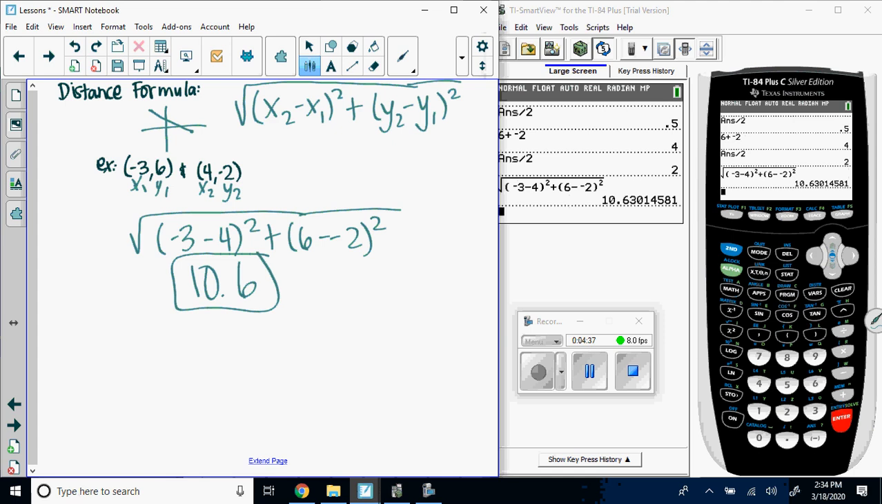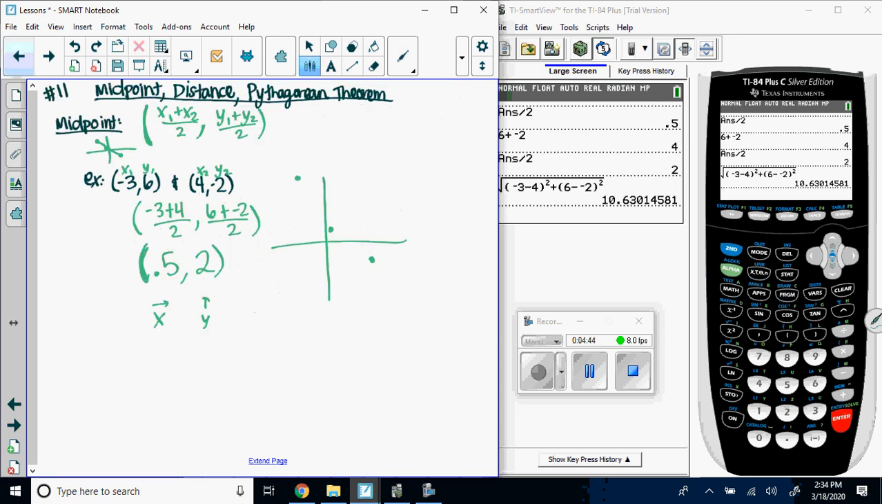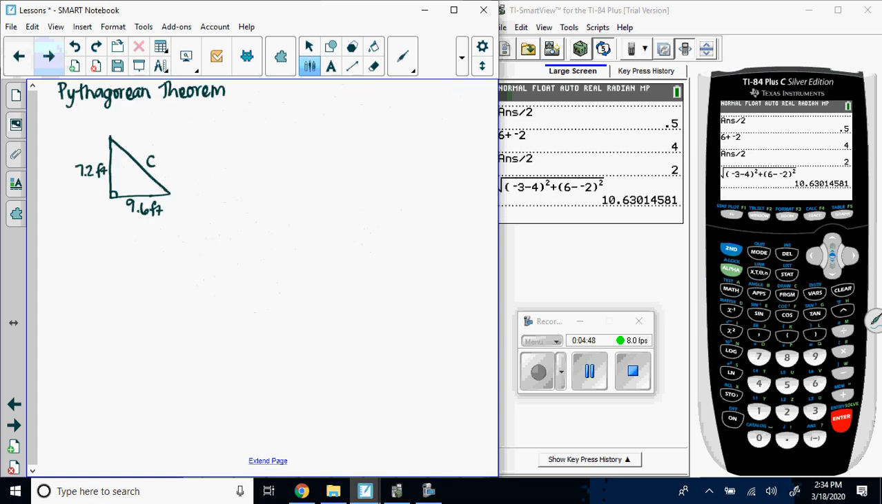Okay, that's the distance formula. If you haven't done so yet, I would recommend writing this distance formula down, and writing the midpoint formula down. Then the Pythagorean theorem is the last thing I want to review. We made it so all these problems on the Pythagorean theorem are the same.